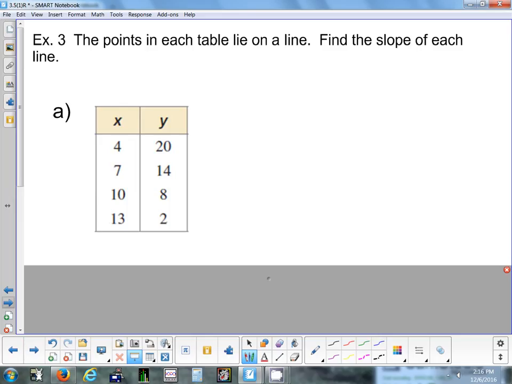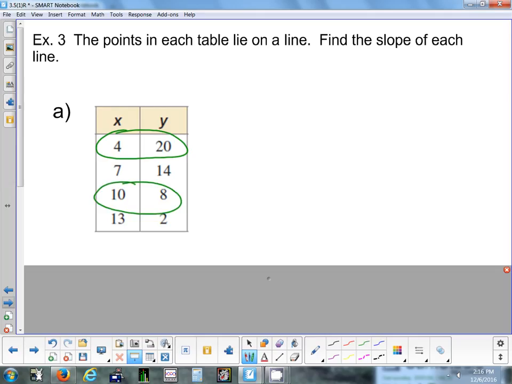Dominic, give me one set of coordinates you want to use. 4 and 20. That's fine. Nini, give me another set. 10 and 8. All right, these are our 2 sets.